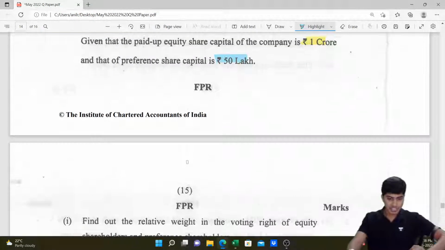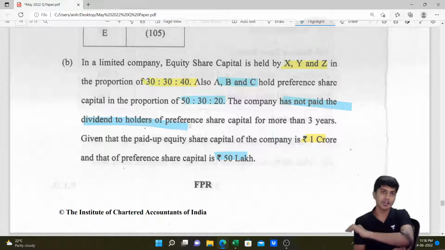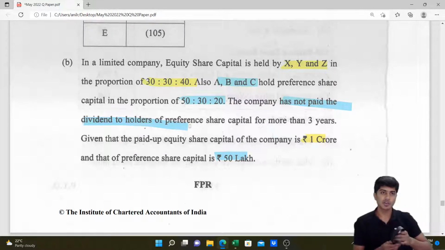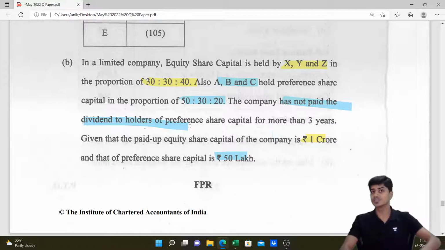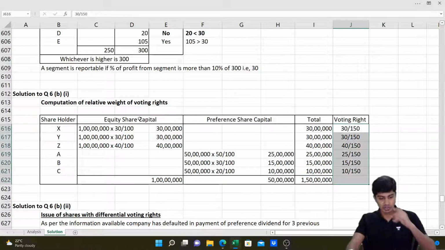Why? They have mentioned in the beginning part, company has not paid dividend to preference shareholders. Whenever the company has not paid dividend to preference shareholders, then it cannot go for issue of any further shares with differential voting rights. Differential voting rights is shares with more than one vote or shares with less than one vote per share. You can't do that. Dilution or giving power to certain shareholders cannot be done when you've defaulted in payment of preference share dividend.